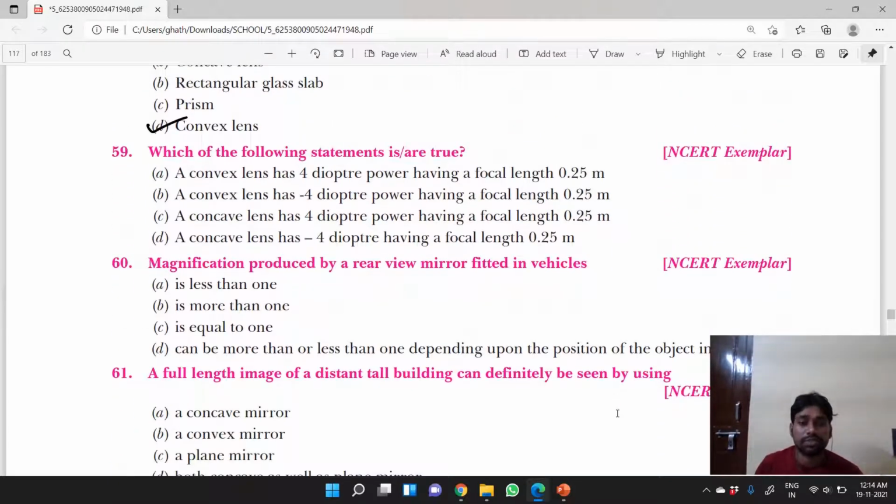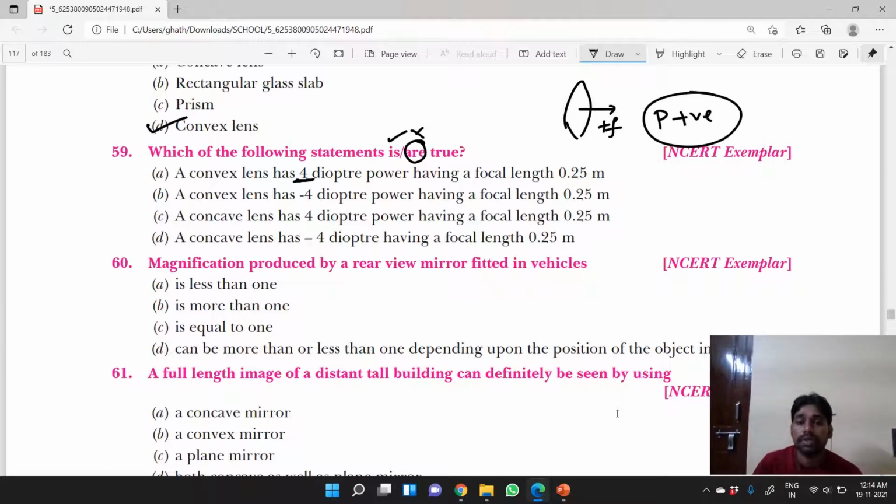Next, which of the following statements is true? As this is a similar answer type, there is only one chance. A convex lens has a positive focal length, so its power is also positive. So a convex lens of 4 diopters: the focal length will be 1 by P, which is 1 by 4, equal to 0.25 meters. So answer A is correct.